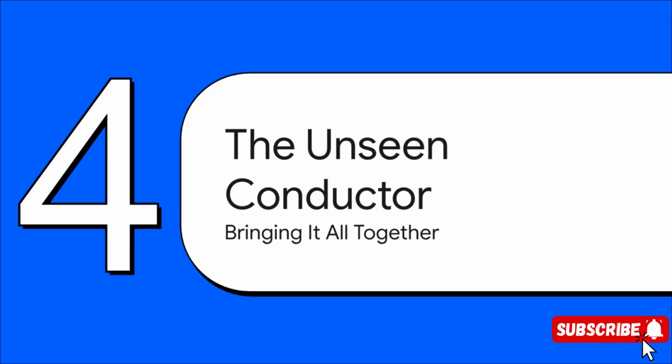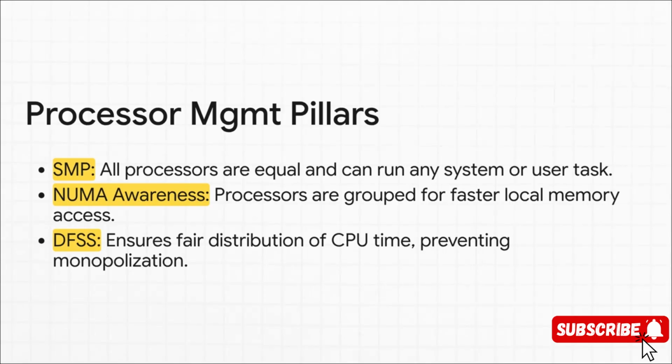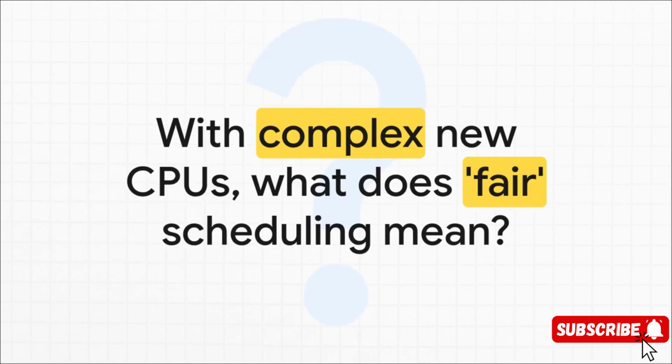So when you put all of these pieces together, you really start to see this beautiful, elegant system. It's like this powerful, unseen conductor, making sure that every part of your computer's hardware orchestra is playing together in perfect harmony. So let's just quickly recap those three big pillars we talked about. First, you've got symmetric multiprocessing, which says all processors are equal partners. Second, you have NUMA awareness and processor groups, which solves that tricky data geography problem. And third, dynamic fair share scheduling, which acts as the great equalizer, making sure the whole system stays stable and responsive for you.